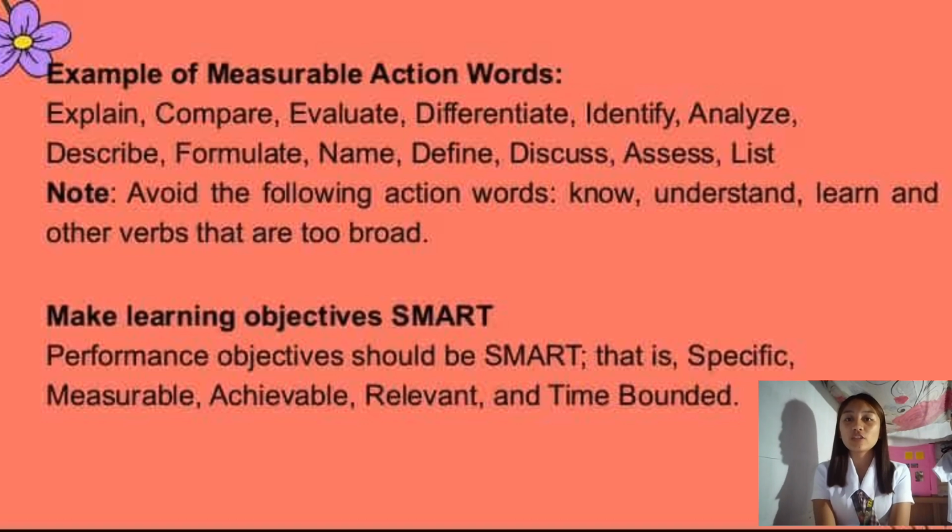When you are writing learning objectives, it is important to use measurable action words such as explain, compare, analyze, describe, discuss, and identify. These words clearly show what learners should be able to do after the lesson. We avoid vague verbs like know, learn, or understand because they are too general and cannot be easily measured.